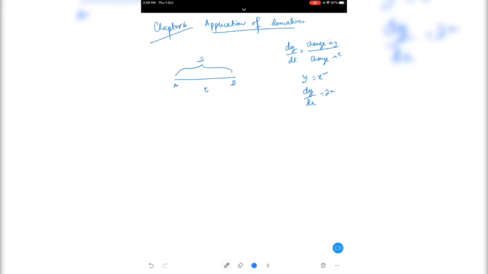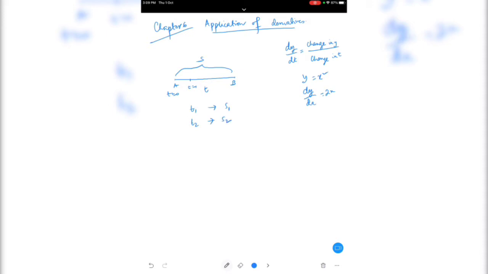Now somebody asks you, tell me what is the change in distance with respect to time? So you have started from here when t is equal to 0, then t is equal to 1. For different values of time, you will have different values of the distance, right? So when the time is t1, your distance will be S1. When the time is t2, your distance will be S2.